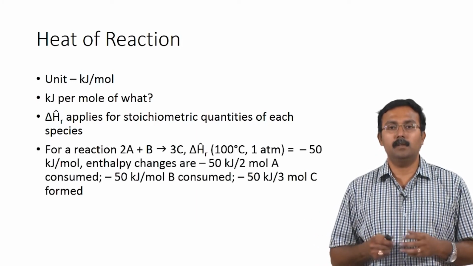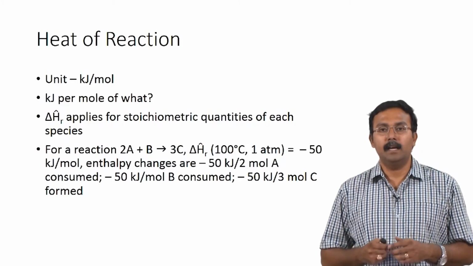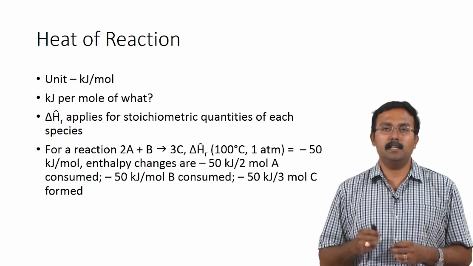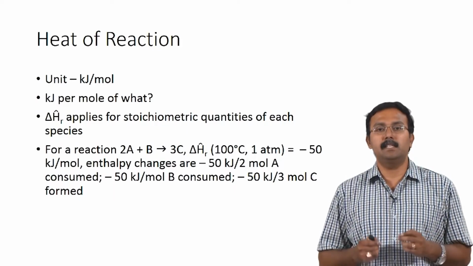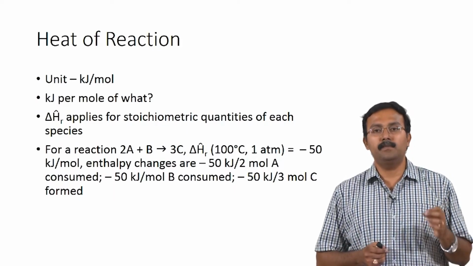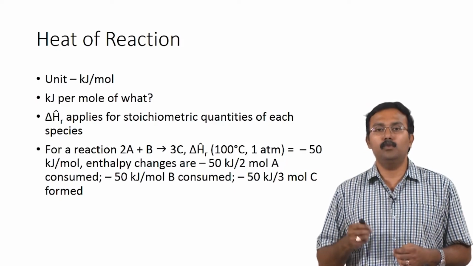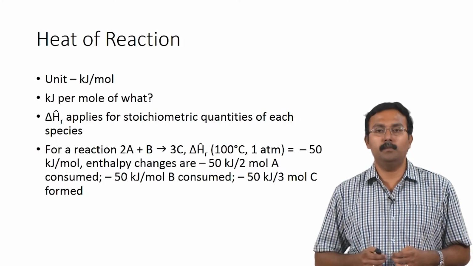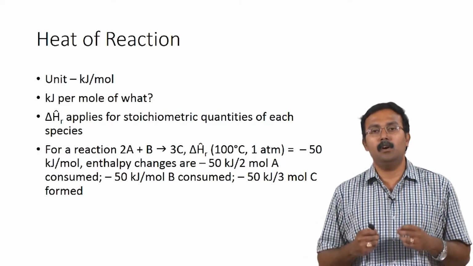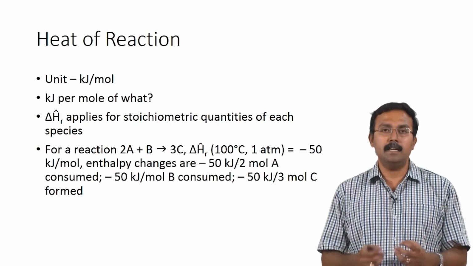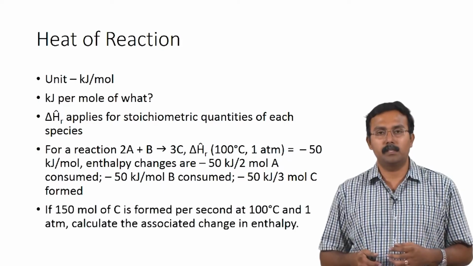So, in other words, let us look at this reaction where you have 2A plus B forming 3C, and if I tell you that the heat of reaction at 100 degrees Celsius and 1 atmosphere is minus 50 kilojoules per mole, the enthalpy changes associated are minus 50 kilojoules per 2 moles of A consumed and minus 50 kilojoules per 1 mole of B consumed and minus 50 kilojoules per 3 moles of C formed. So, depending on which component you are looking at, you would have to identify the stoichiometric coefficient and use that appropriately while you are performing the calculations.